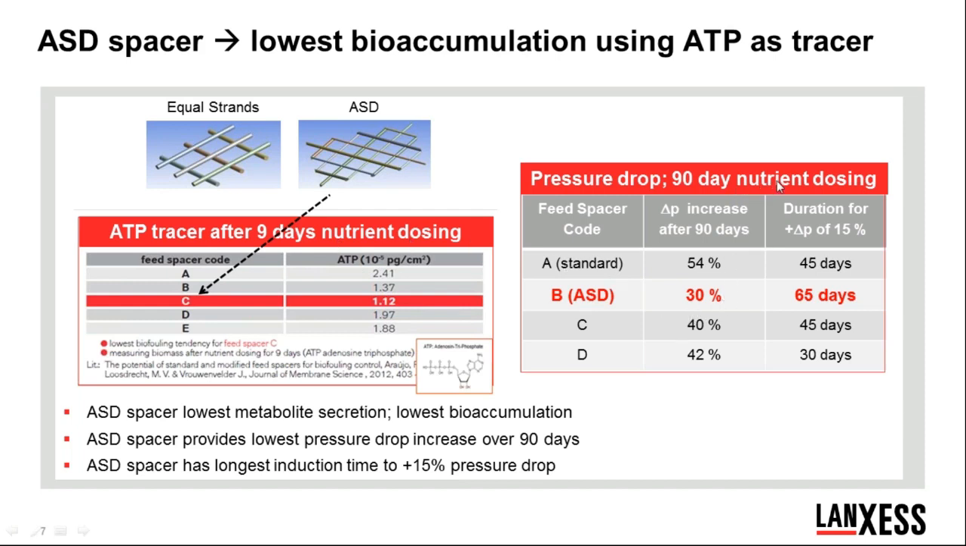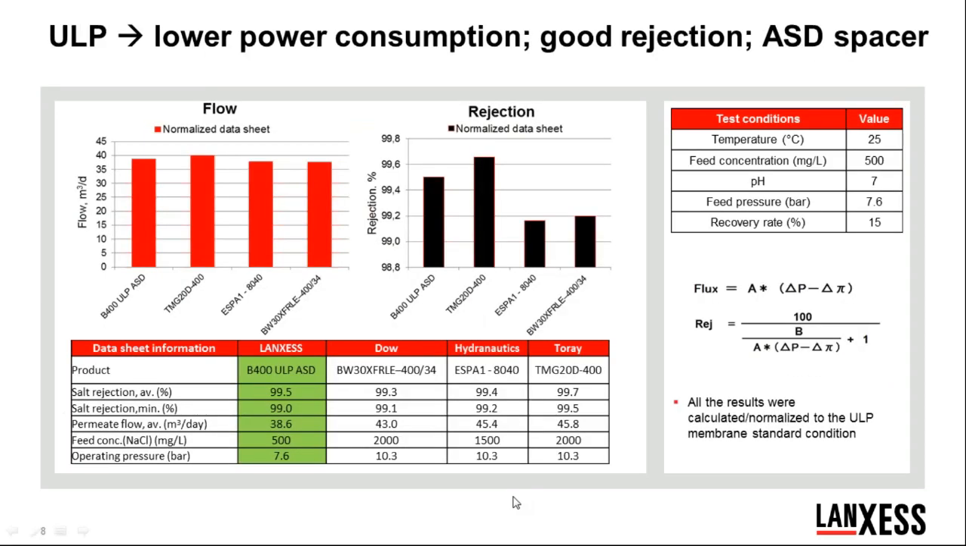We repeated that test over a 90-day period, and you can see in all cases the total pressure drop increase after 90 days was the lowest, and the total time to increase up to 15% was the highest. And let's take a look at one other new thing from Lanxess, and that's we recently introduced our ultra-low pressure membrane technology. And what you're looking at here is normalized flow and normalized rejection for, again, a product market that includes our ULP, which also incorporates an ASD product, and these competitive products.